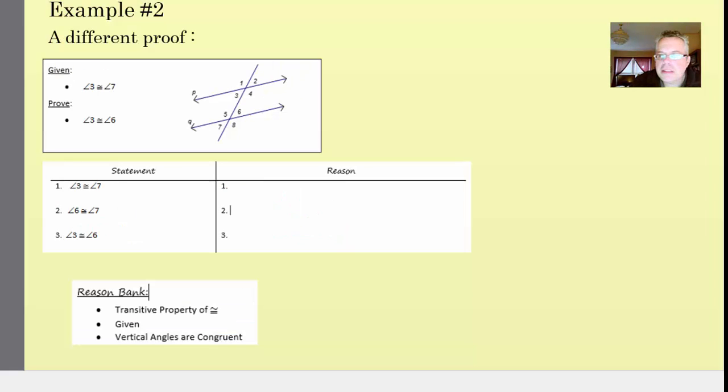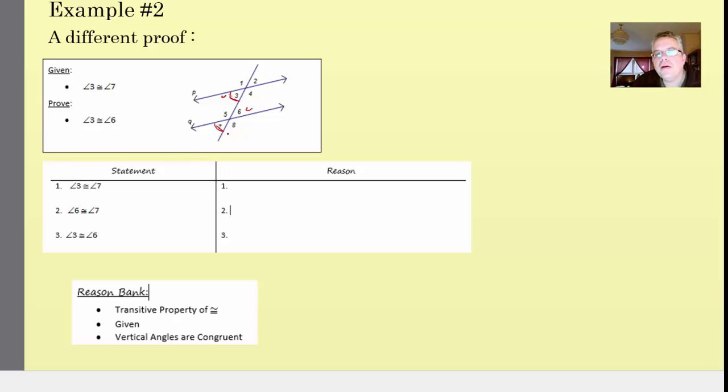Next example is actually kind of quick here. This one doesn't involve angle measurements. We can stay with congruencies. Given that angle 3 is congruent to angle 7, that's another pair of corresponding angles. So these proofs start with a pair that's corresponding, 3 and 7 are corresponding. And what they want us to show is that angle 3 and 6 are congruent.